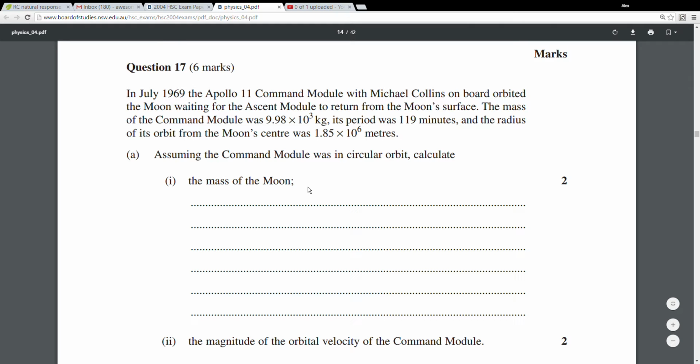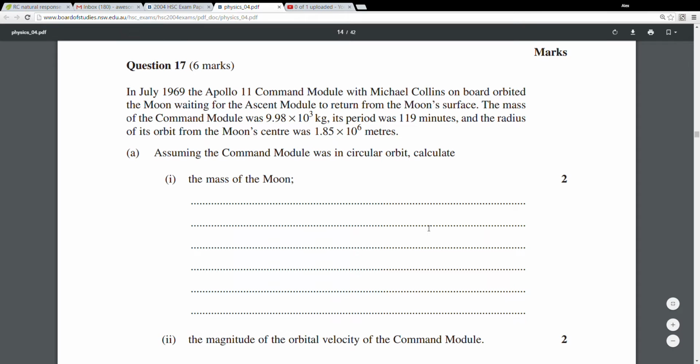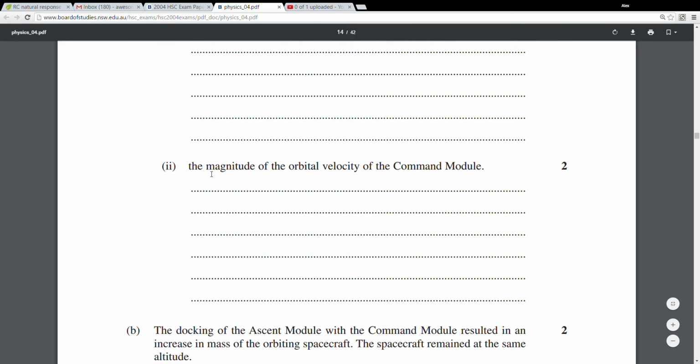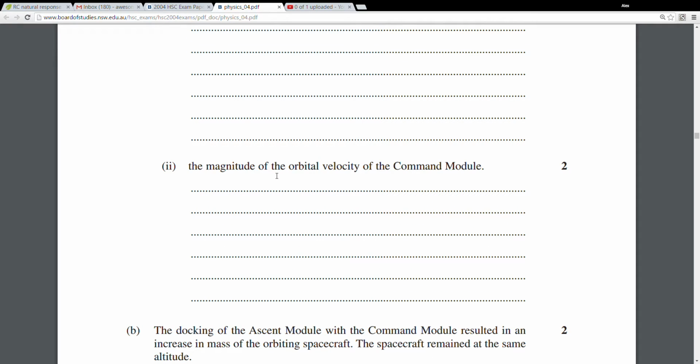So we can just use r cubed over T squared is equal to GM over 4 pi squared. You only have your one unknown, and you can solve for M. Just as you're doing it, try not to make any algebra mistakes. Next, the magnitude of the orbital velocity of the command module. So orbital velocity is equal to the square root of GM over r, where M is the mass of the moon, so we need to use the mass of the moon.